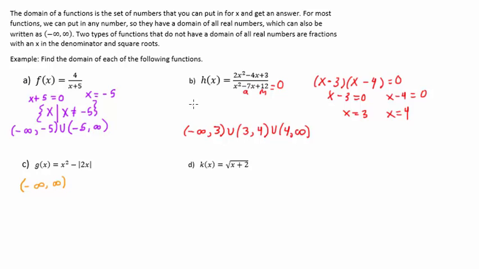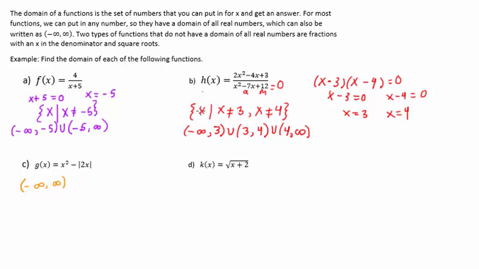In set notation, we'd put x and then a line and then say x does not equal 3 and x does not equal 4. Something like that. And that leaves us with D.